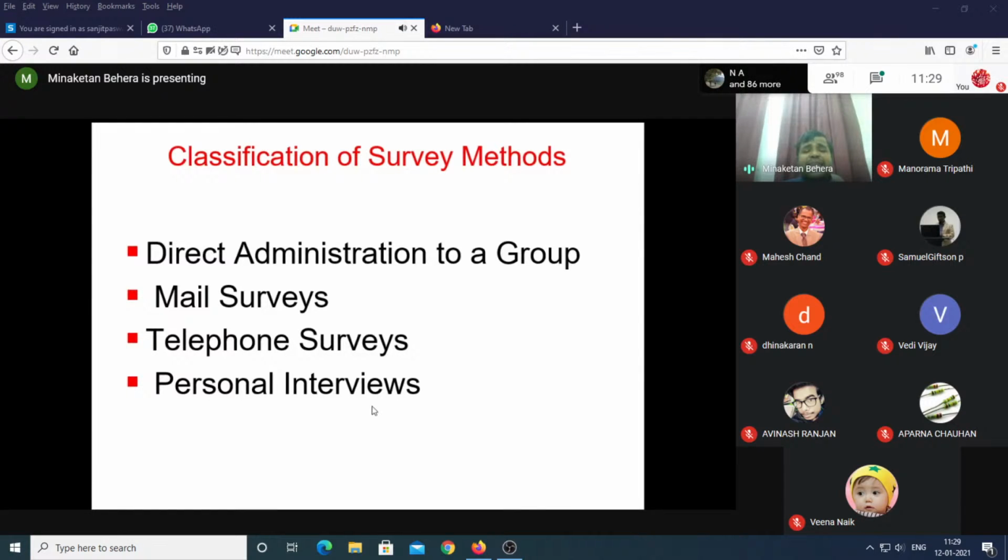You can do a mail survey, you can go for a personal interview, or you can go for a telephonic interview. If you go for the direct method, it means you are managing and controlling. Suppose you want to do a survey on what science infrastructure is available in a particular school.